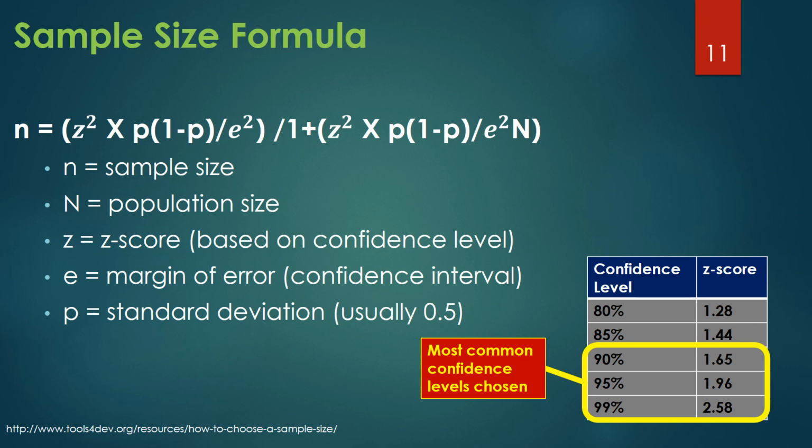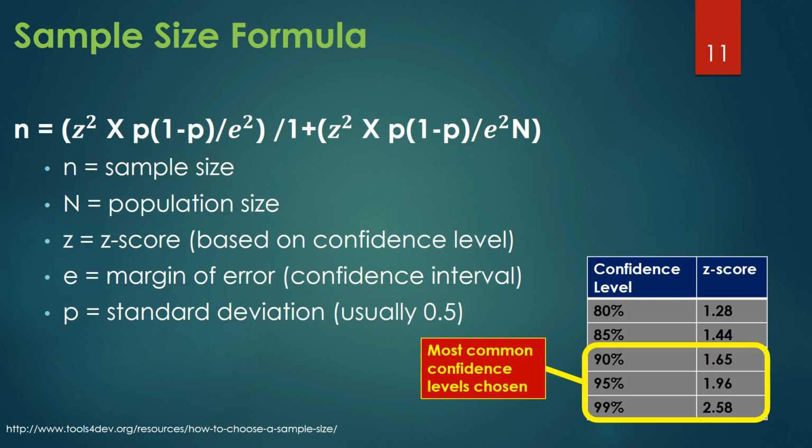This slide includes a formula for more accurately calculating an adequate sample size. Small n equals z squared times p times 1 minus p all over e squared, that quantity divided by 1 plus z squared times p times 1 minus p all over E squared times the large N, where small n equals sample size, large N equals population size.